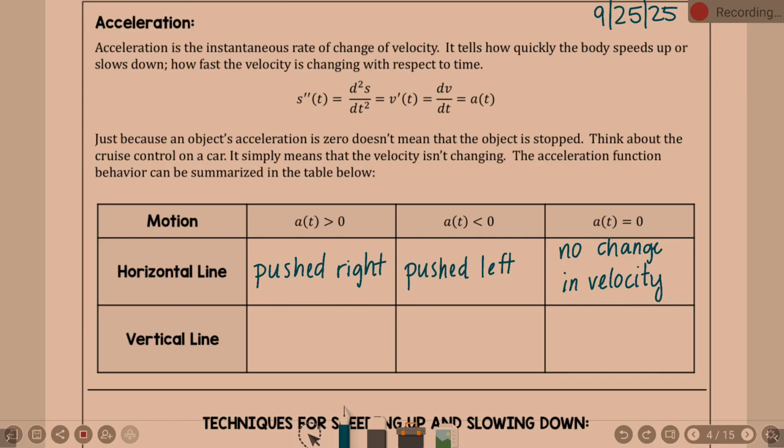Okay. Same idea, but with a vertical line. If acceleration is positive, it's going to push the object up. If acceleration is less than 0, negative, the object is going to be pushed down. And again, if acceleration is 0, there's not going to be a change. So no change in velocity.